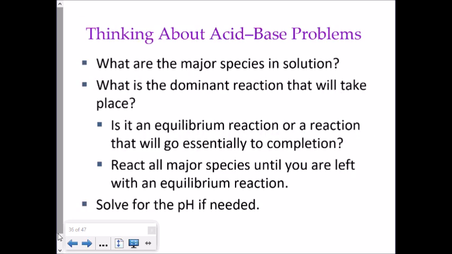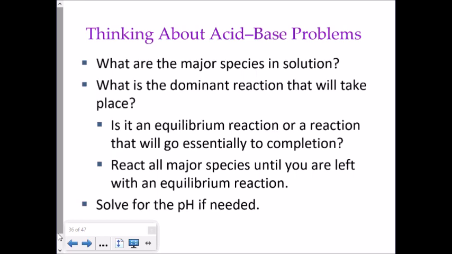Now, thinking about acid-base problems. What are the major species in solution? What is the dominant reaction that will take place? Is it an equilibrium reaction, or is it essentially going to go to completion? React all major species until you're left with an equilibrium reaction, and you can solve for pH. So there's a lot of things to consider when you're thinking about acid-base problems. We're going to start with basically looking at the first two bullets right now.